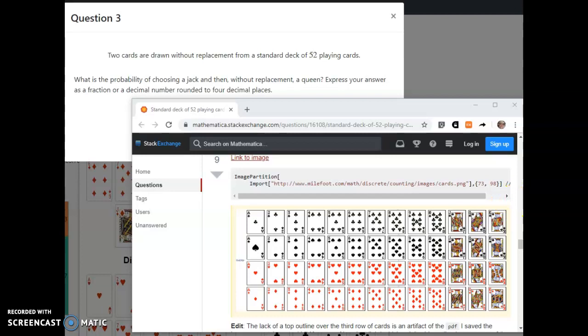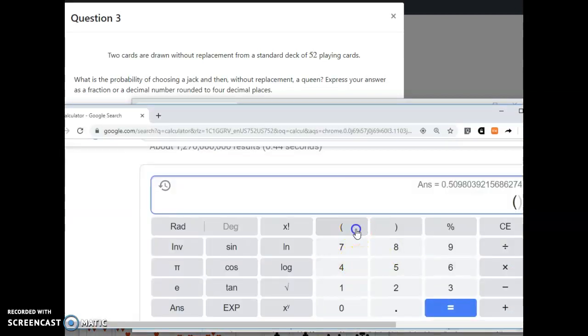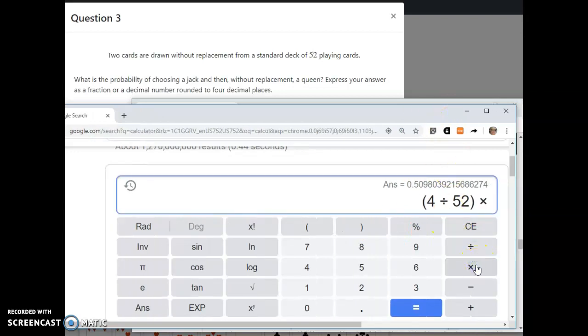So in terms of the calculation there, we would start off by saying 4 divided by 52. That's the chance of getting the jack on the first draw. Scoot this over. And then we would multiply that by the chance of getting a queen on the second draw. And there's 4 queens remaining out of the 51 cards there. And that would give us this answer right here. We're saying rounded to 4 decimal places, so that would be 0.0060. It would be the final answer there. The 3 would not be enough to round that up.